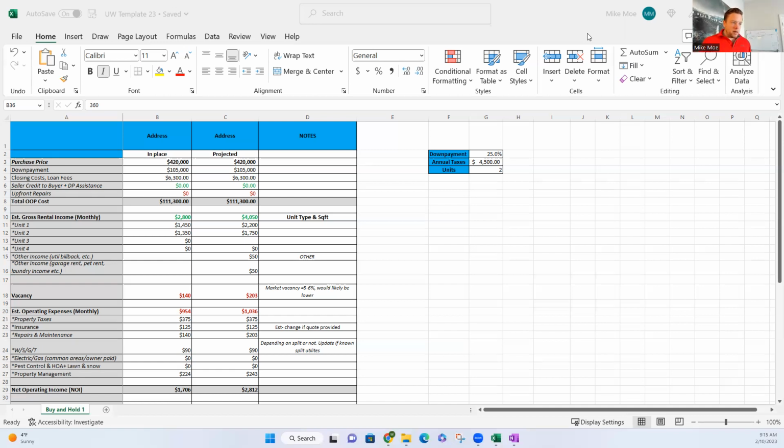So the better way of saying that is this is probably the worst your investment property will ever look over the life of owning it, and it only gets better from here as the rents continue to go up, your debt stays the same, and your expenses stabilize.